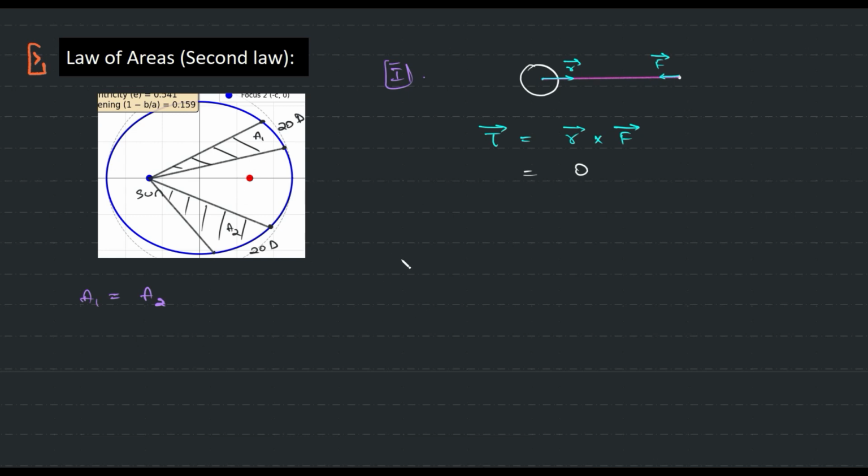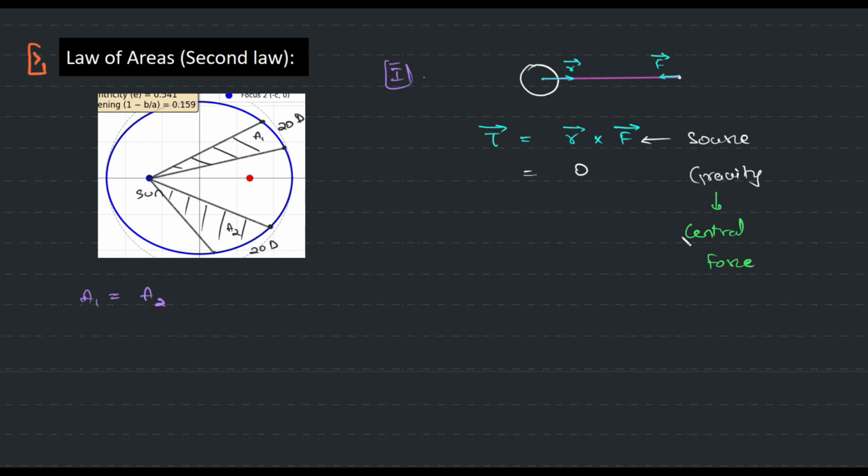The torque on the planet will be 0. Why is the torque 0? Well, there is only one force acting on the planet. In this system, there is only one force acting on the planet, that is the sun. The source of the force is gravity. And gravity as an idea is a central force, a center-seeking force.